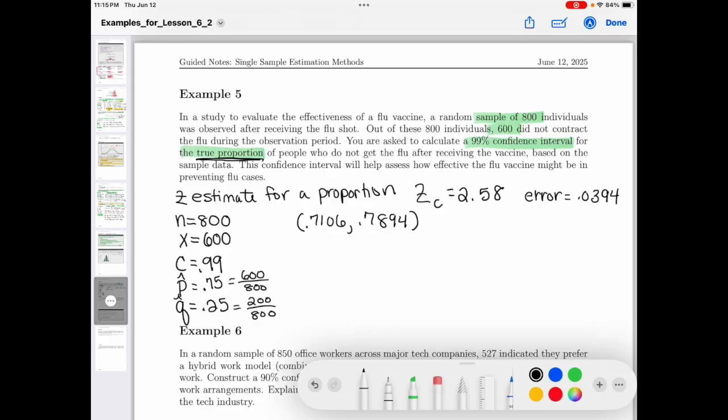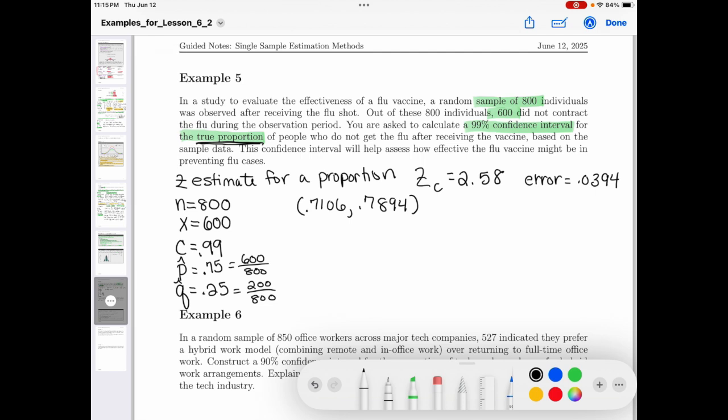Okay, so I've written everything down that we got from GeoGebra. I wrote down our confidence interval, our z-critical, and the error that GeoGebra came up with, where it was rounded to 4 places. So let's try calculating this by hand. So let's find the error. So for proportion, the error is z-critical times the square root of p times q over n. That n is under the square root as well.